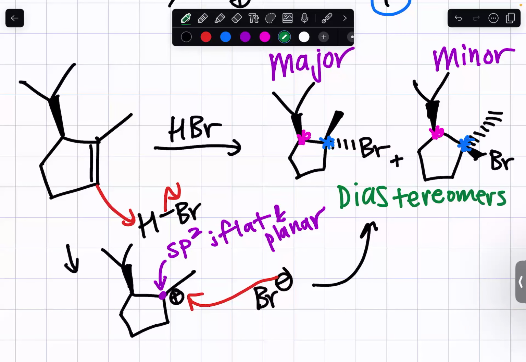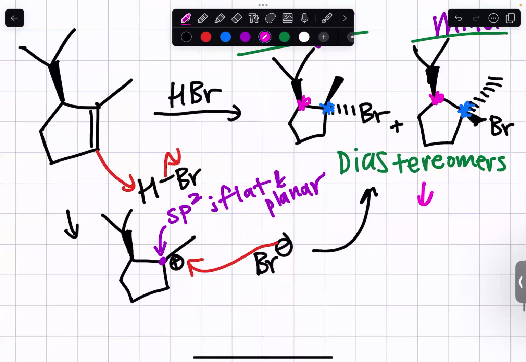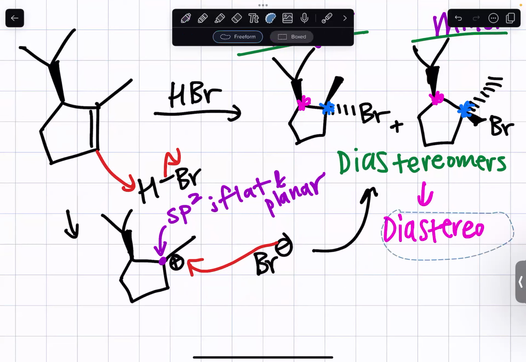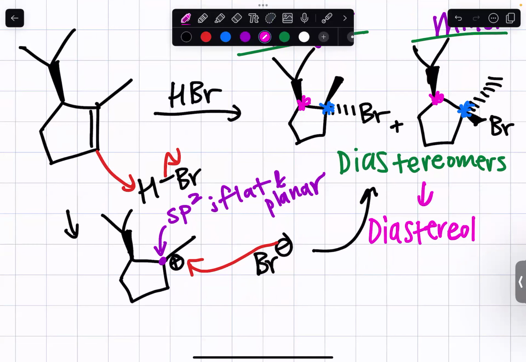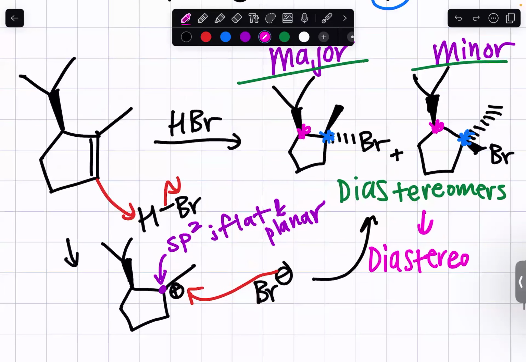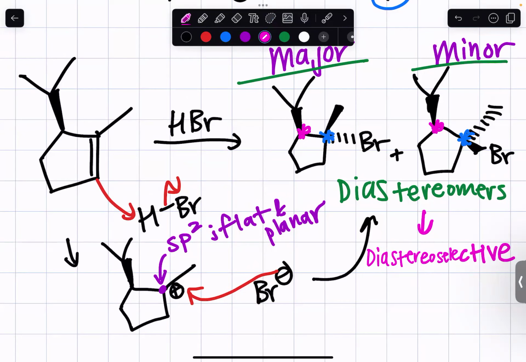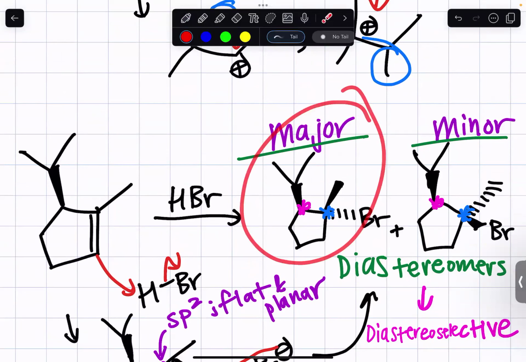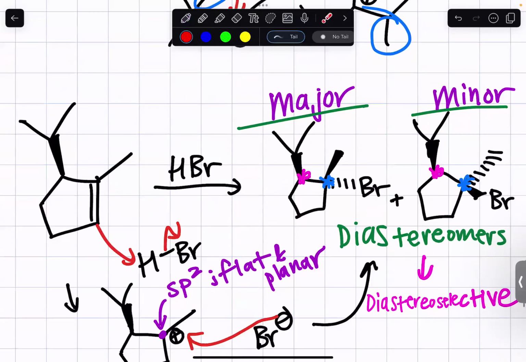Diastereomers. That means you have a major diastereomer and a minor diastereomer. This reaction is then diastereoselective because it selects for one diastereomer over the other; one diastereomer is major over the other. He went over this in lecture, but a lot of people got confused about the terms diastereoselectivity and enantioselectivity. This is what it means. And you understand why this is major and why this is minor? Yes, because of the steric hindrance.